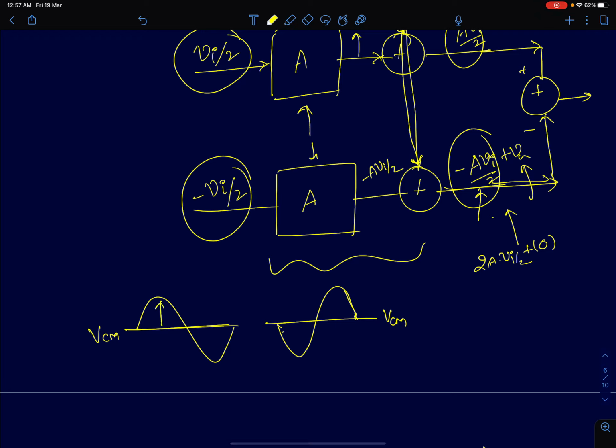But the signal levels, if this goes to Vp, this should go to minus Vp. The other signal should go to minus Vp. It should be exactly 180 degrees out of phase. Then these two signals, I'm going to call them differential signals.